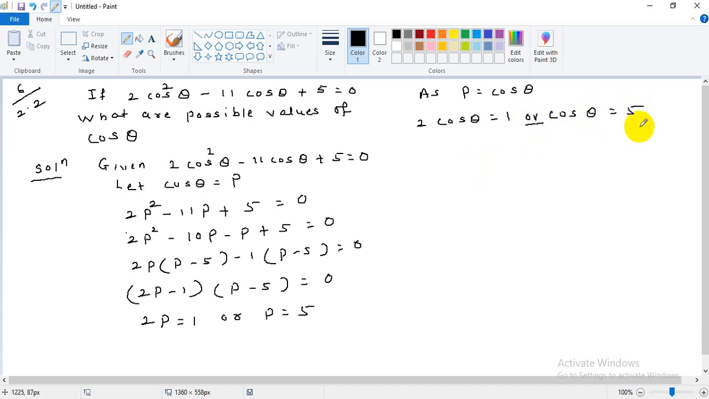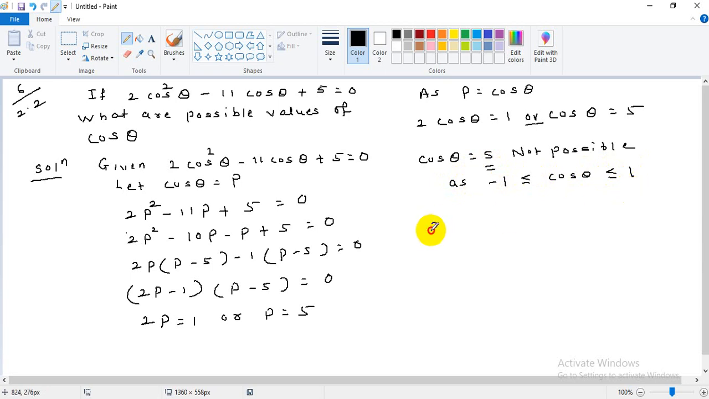But cos theta cannot be greater than 1. So what can we say? Cos theta is equal to 5 is not possible. Right? Why not possible? Because of the range of the cos function: minus 1 is less than or equal to cos theta less than or equal to plus 1. So this is not possible. The value of sin theta or cos theta can never be greater than 1. So cos theta is 5 is not allowed.